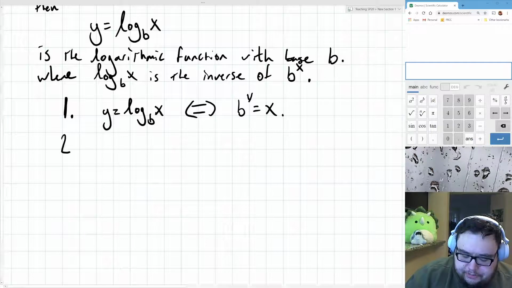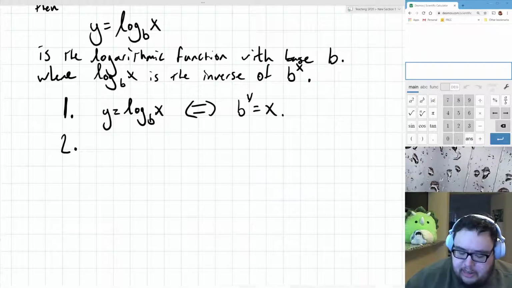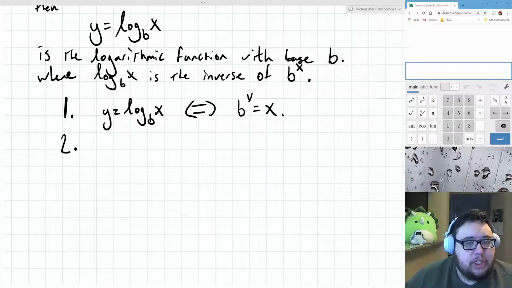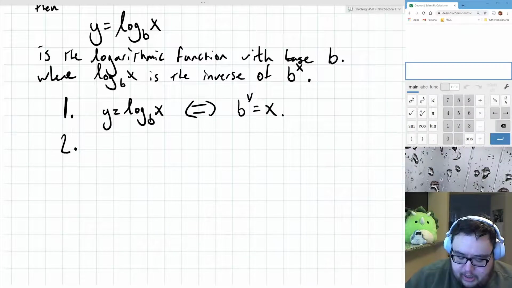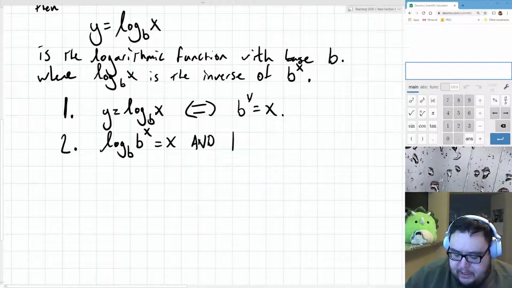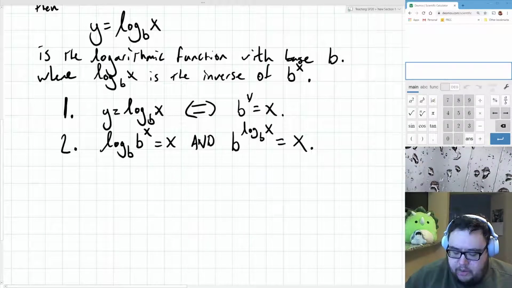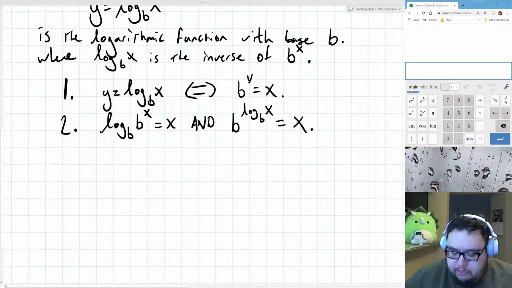The other thing is log base b of x is the inverse of b to the power of x. So that means that by the definition of the inverse function, if we compose the two, we should get the inside, right? So that means that log base b of b to the power of x is equal to x, and b to the power of log base b of x is also equal to x. In some sense, the logarithm and the exponential cancel each other out.